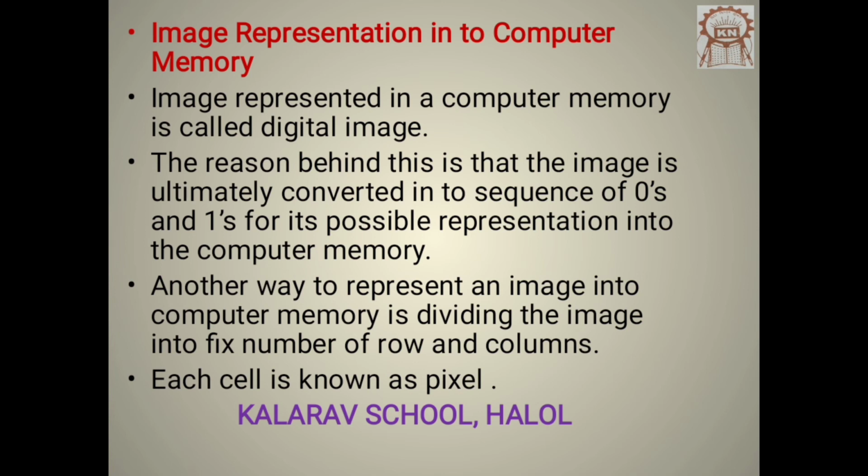Image representation into computer memory. An image represented in computer memory is called a digital image. The reason behind this is that the image is ultimately converted into a sequence of zeros and ones for its possible representation in the computer memory. Another way to present an image in computer memory is dividing the image into a fixed number of rows and columns. Each cell is known as a pixel.